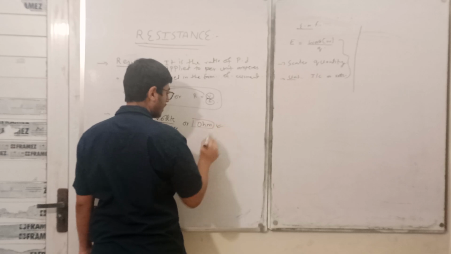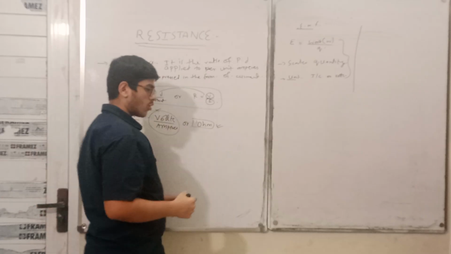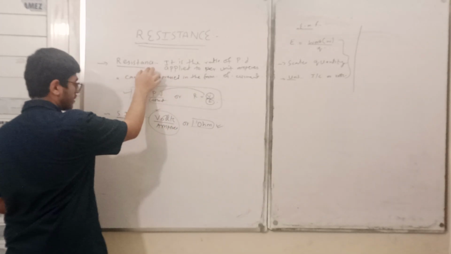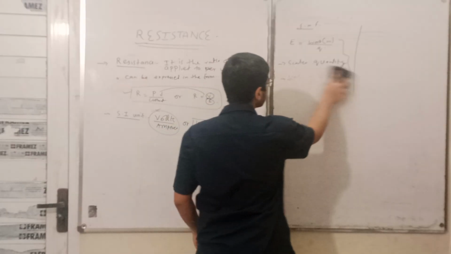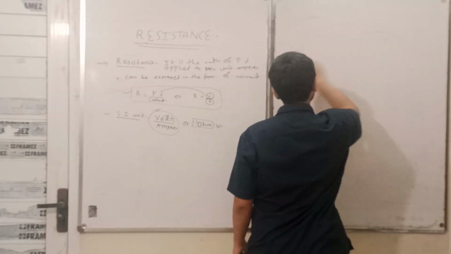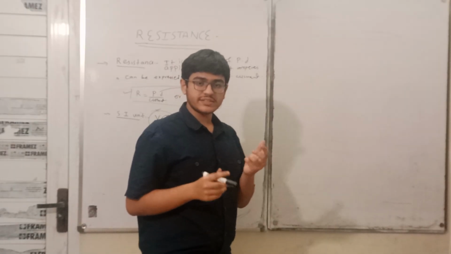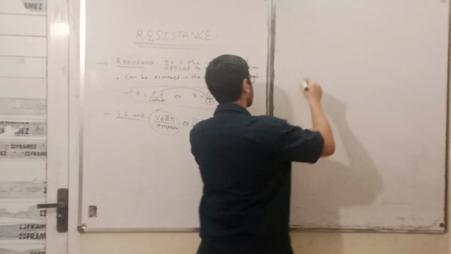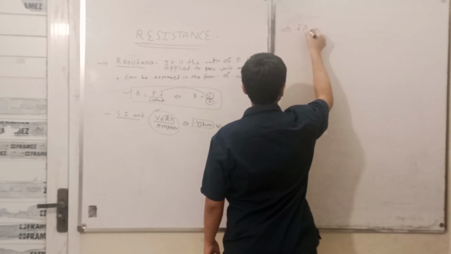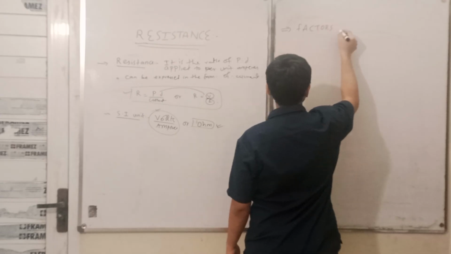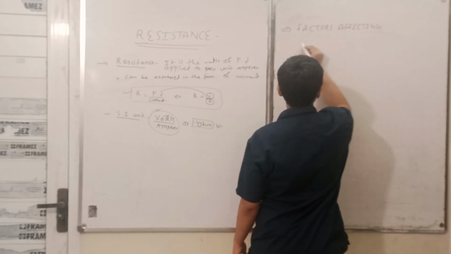This unit is recommended in the exam to write instead of this unit, although it is correct, but it is named after a scientist Ohm who developed the concept of resistance. Now we are going to discuss the factors that affect resistance by either increasing or decreasing it. Factors affecting resistance.